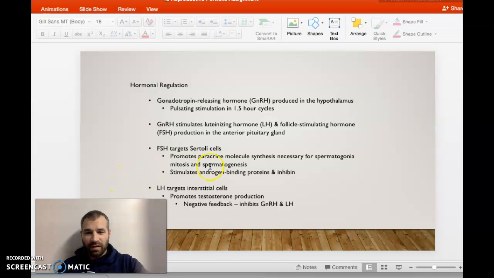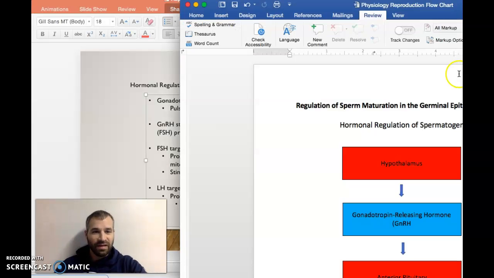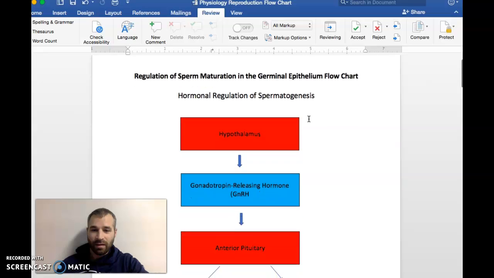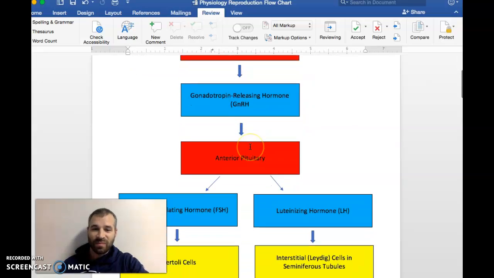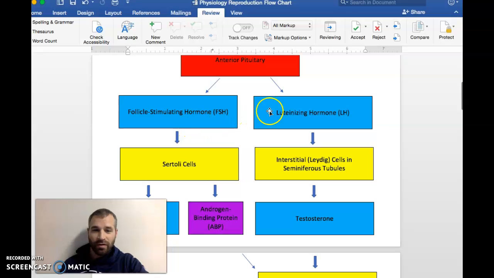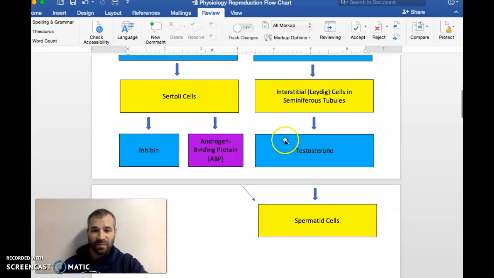So, in addition to the slides here, I did make another flow chart. This flow chart represents the hormonal regulation. And as I just spoke about, it starts in the hypothalamus, where the gonadotropin releasing hormone stimulates the anterior pituitary with our two very important regulatory hormones, FSH and LH, and their targets.